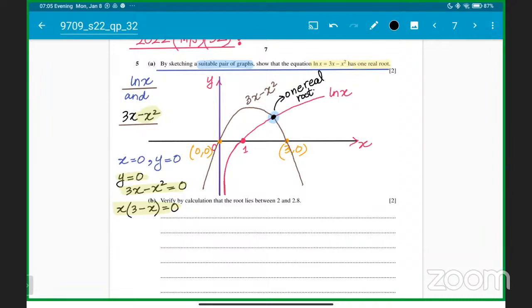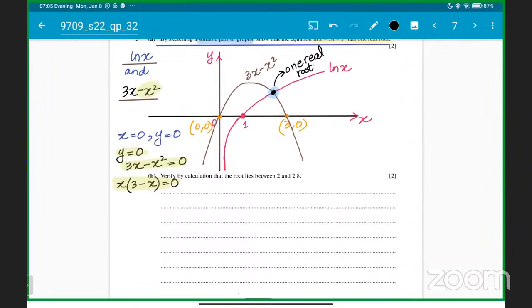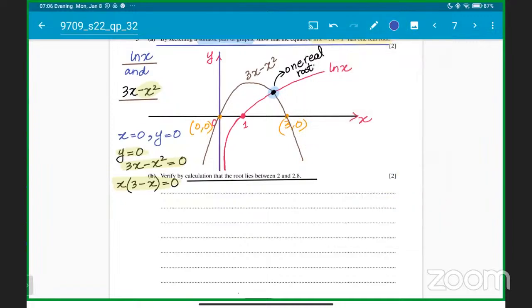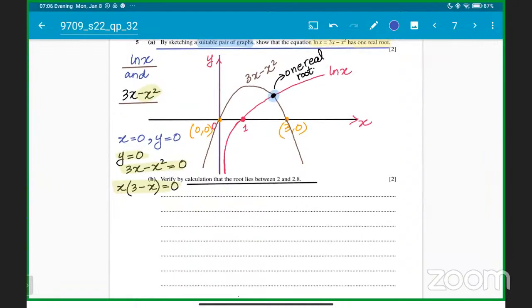Then you have to do the same thing, that we have to verify by calculation that the root lies between 2 and 2.8. So how can we work this out? We can easily work this out. We have 2 and 2.8, so we just have to plug in the values, and the change of sign you have to tell to the examiner. Okay, understood? Getting it? So here we go.